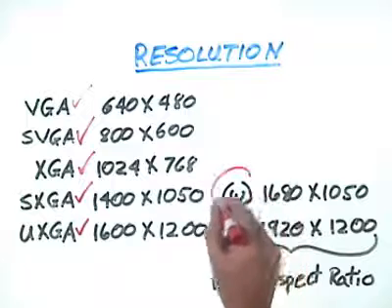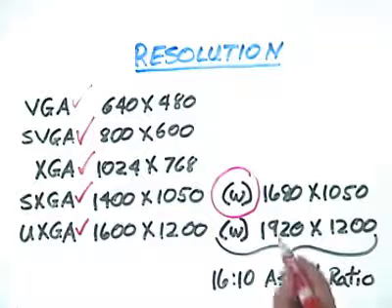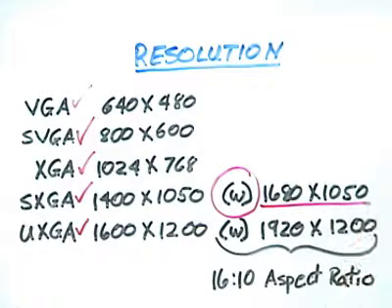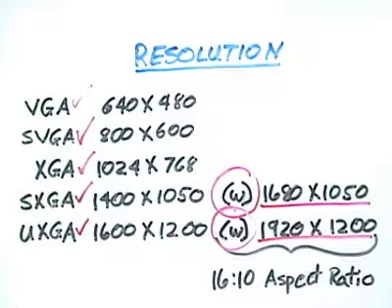If your monitor's resolution defines a WSXGA, W for wide, it produces 1680 by 1050 lines of resolution. WUXGA gives you 1920 by 1200 lines. WSXGA and WUXGA flat panel displays will also give you an aspect ratio of 16:10.